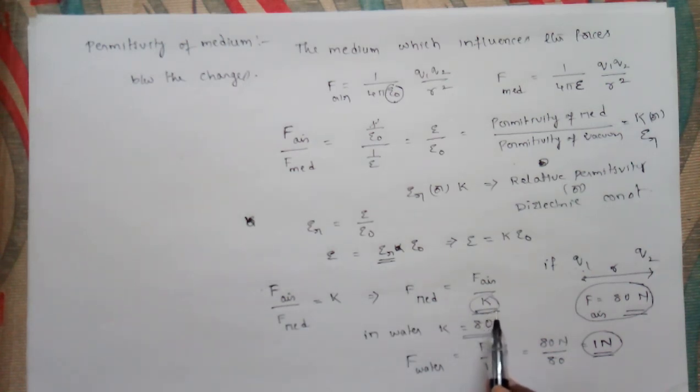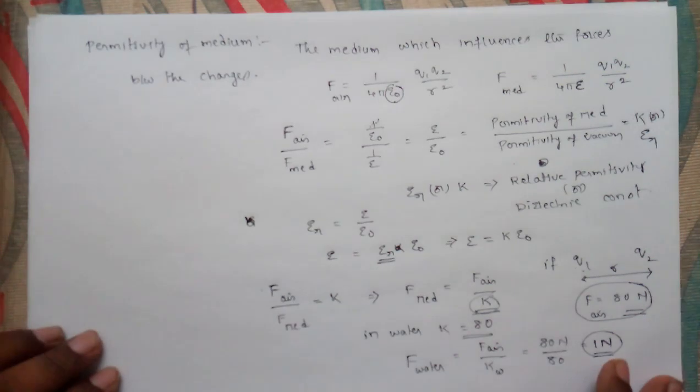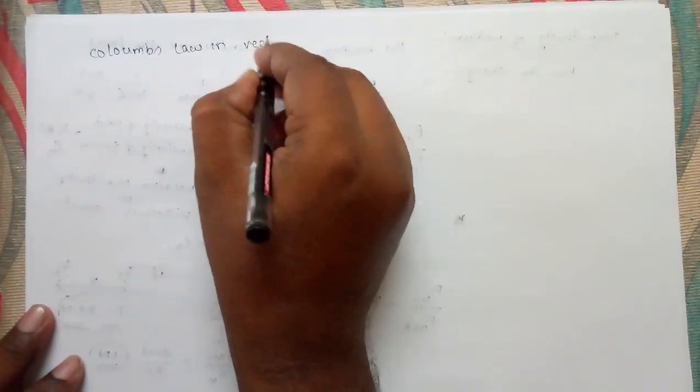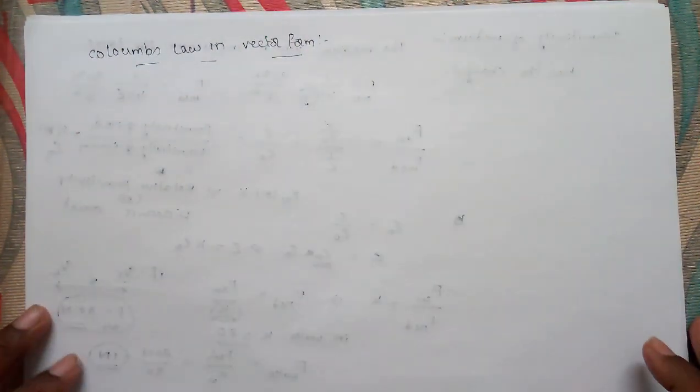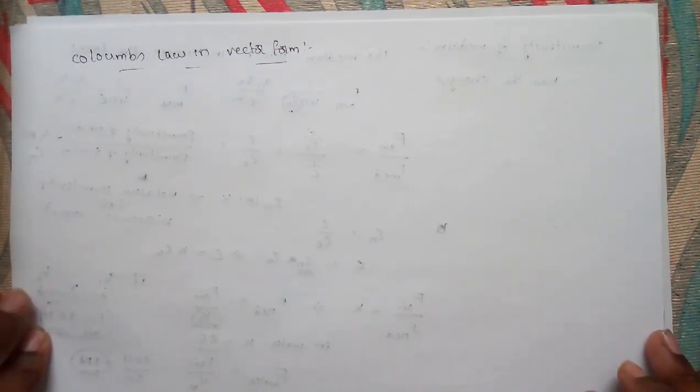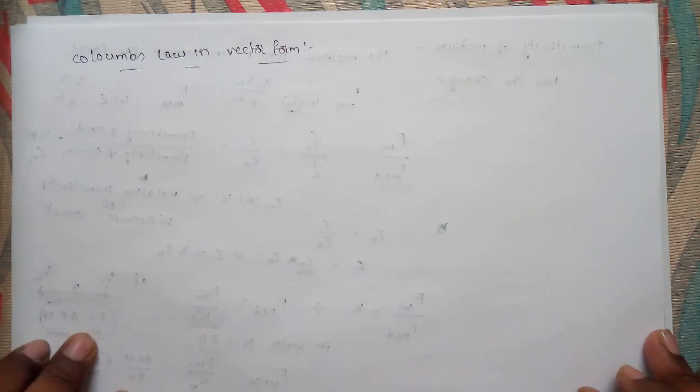Next we can go for this. Usually the main intention here is Coulomb's law in vector form. That is also very important. Coulomb's law in vector form: we discussed that Coulomb's law gives the force between two charges, and to know the magnitude of the force we use Coulomb's law, and its direction is along the line joining the two charges. Let us take the force in vector form.